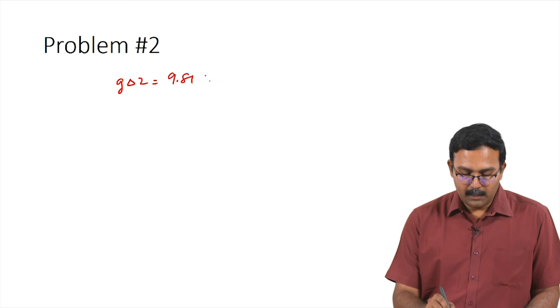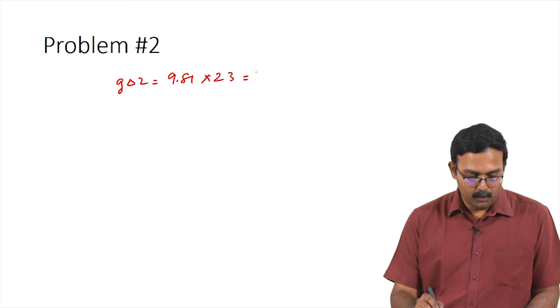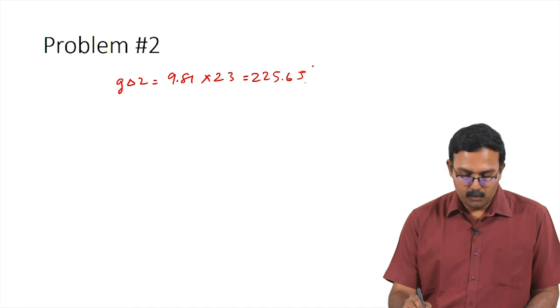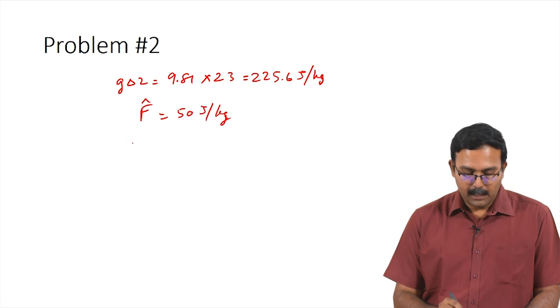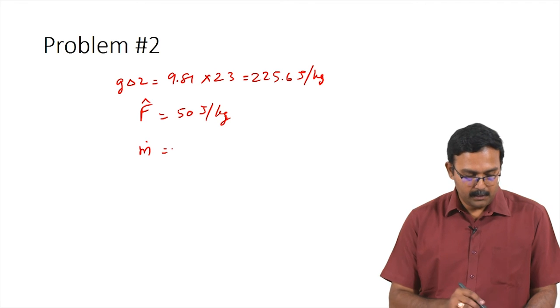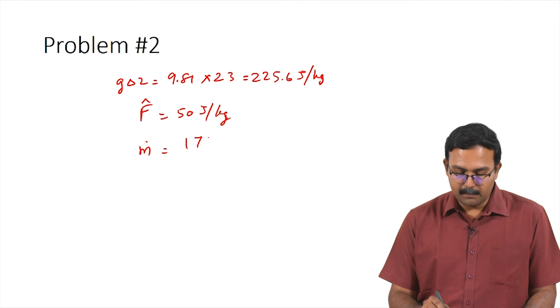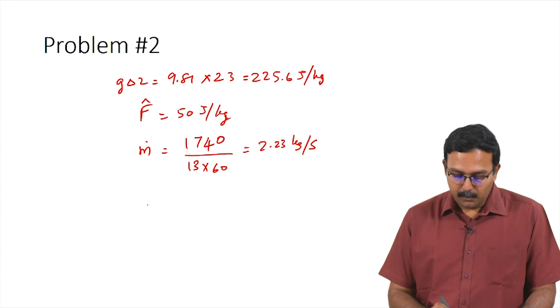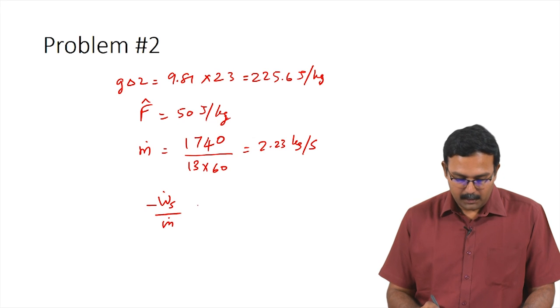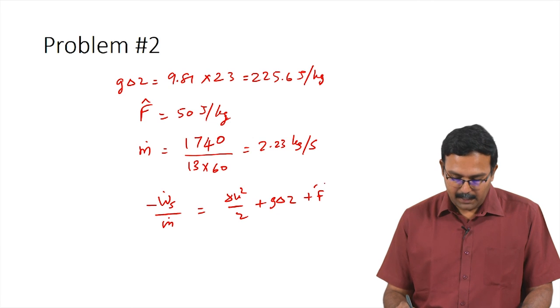As we already knew the value for delta z, we can calculate g delta z as g is 9.81 times delta z is 23, giving a value of 225.6 joules per kilogram. We already know that F cap is 50 joules per kilogram. We can calculate the mass flow rate from the mass we had already calculated from the material balances. So, it is 1740 kilograms supplied in 13 minutes. In terms of kilograms per second, it would be 2.23 kilograms per second. The equation would be minus Ws dot divided by m dot is equal to delta u squared by 2 plus g delta z plus F cap.